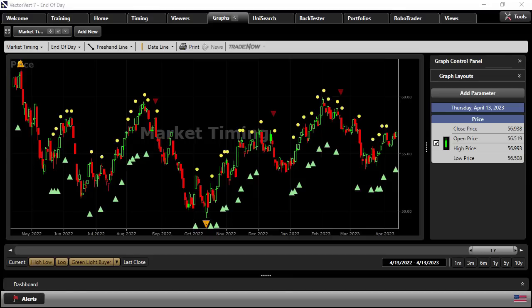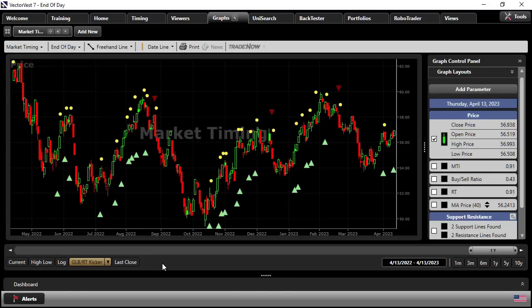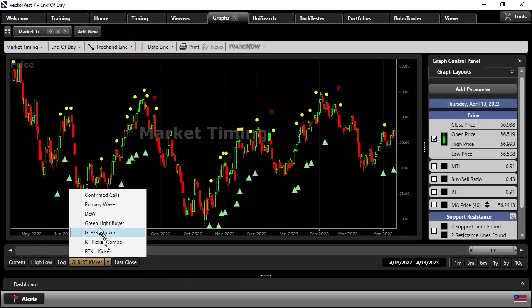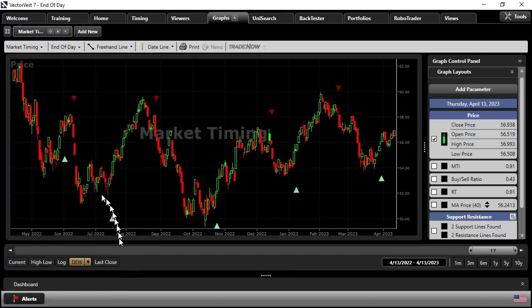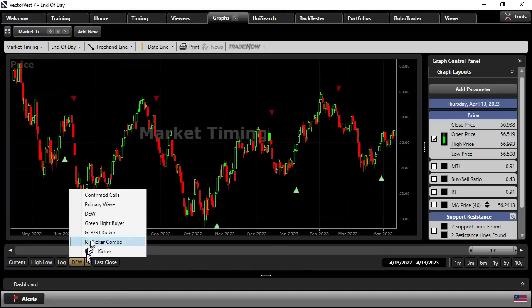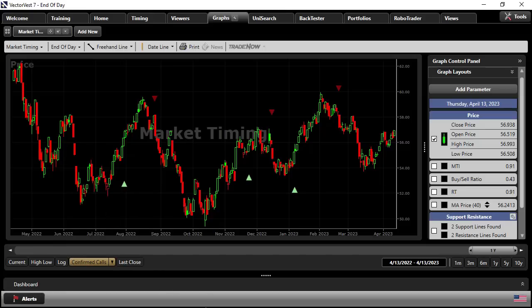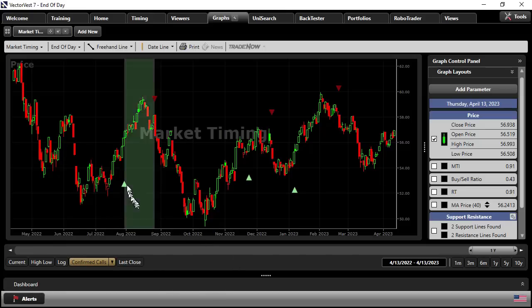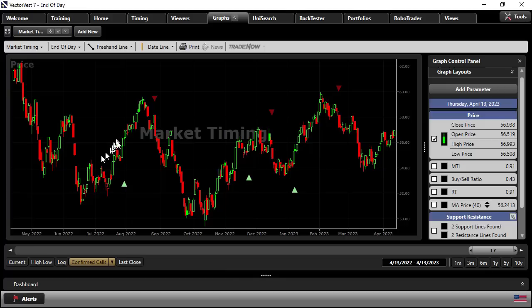What would happen if we slowed the signal once again to the green light buyer RT kicker signal? Now we're talking. The green light buyer RT kicker uses the RT indicator to confirm acceleration and minimizes the entry in the chop. I like it. Let's see how the DEW performed, so we'll put it on the chart. That's a little bit slower, well off the bottoms on some of those signals. And the confirmed call is slower still. In fact, the first up signal missed the first two turns.